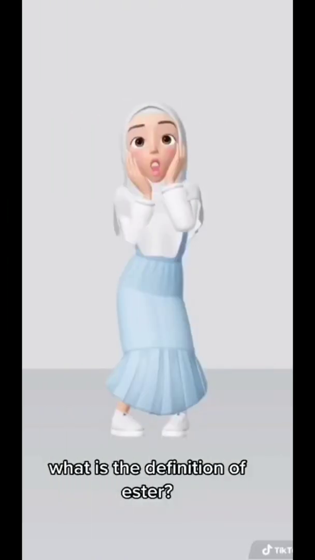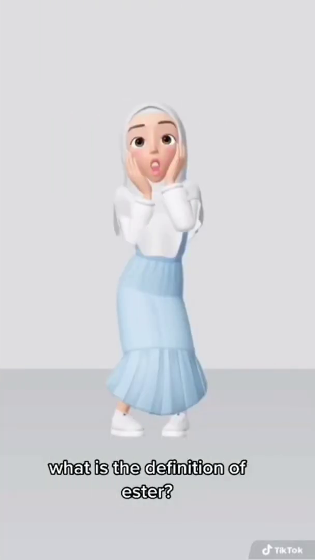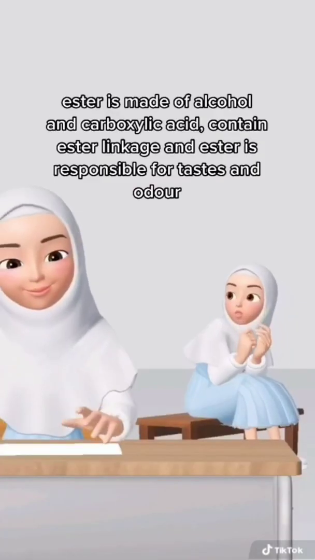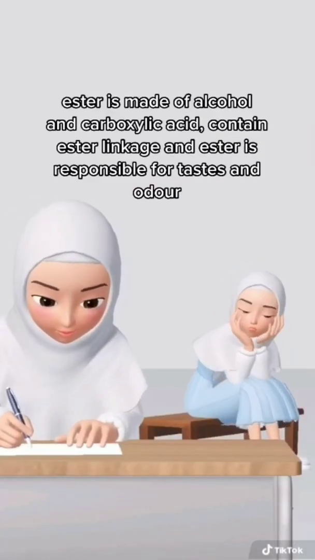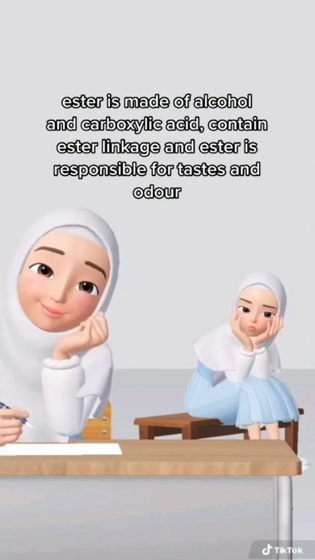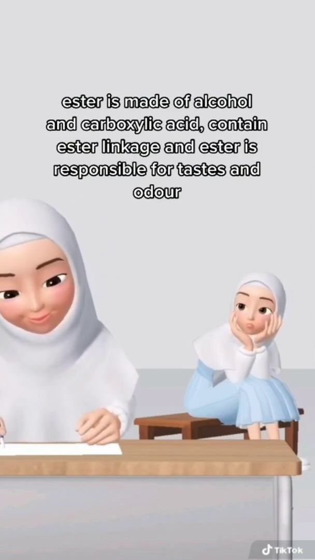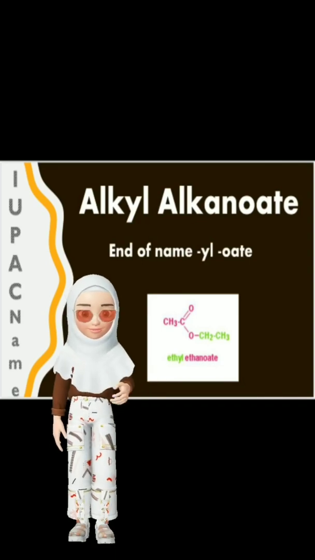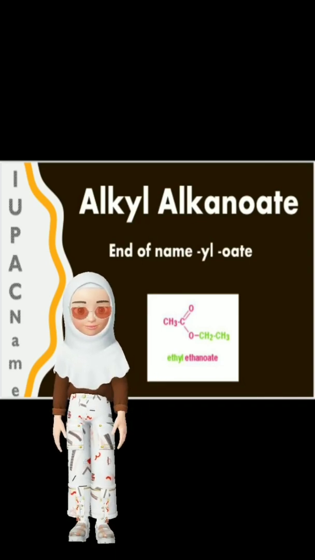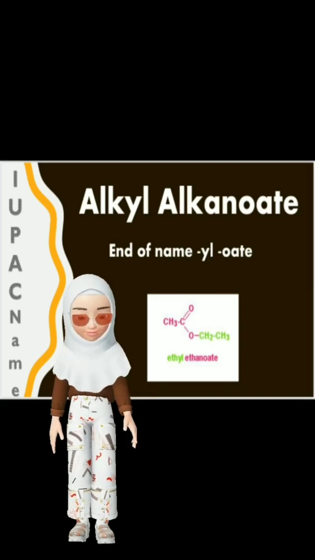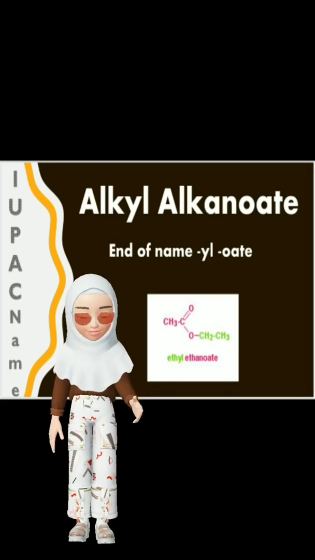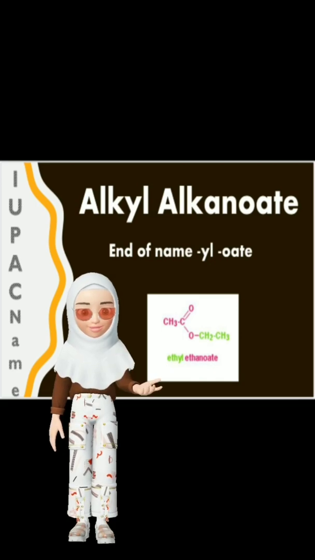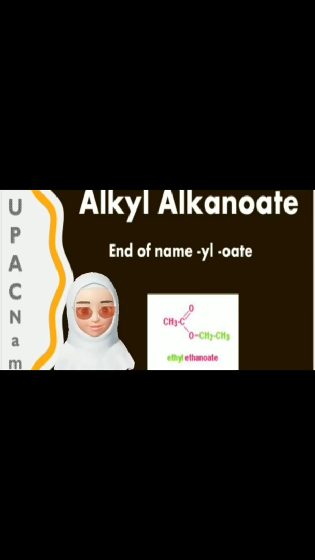Enjoy! What is the definition of ester? Ester is made of alcohol and carboxylic acid, contains an ester linkage, and is responsible for taste and odor. You can see on the screen, this is the IUPAC name of ester: alkyl alkanoate, and the name ends in -yl and -oate. And there is an example of the IUPAC name.